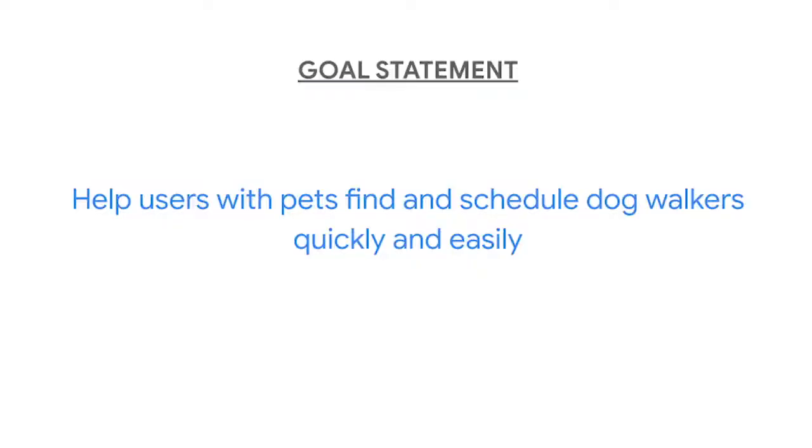In this case, our dog walker app helps people find care for their animals when they're at work or otherwise busy. So how do we actually turn this information into a goal statement? Remember, the goal statement should be just 1 or 2 sentences. It needs to describe both the product and its benefits for the user. Our goal statement might be, help users with pets find and schedule dog walkers quickly and easily.